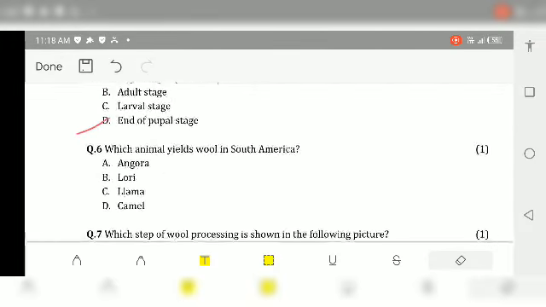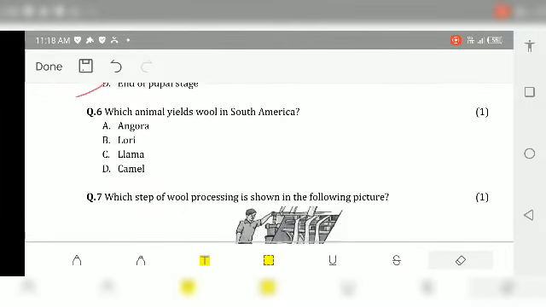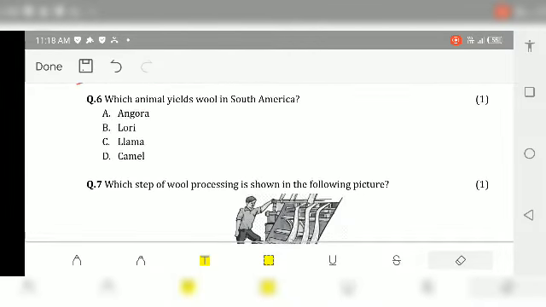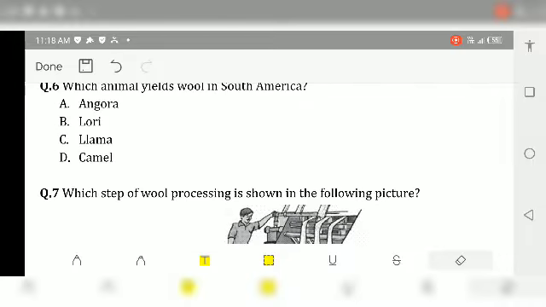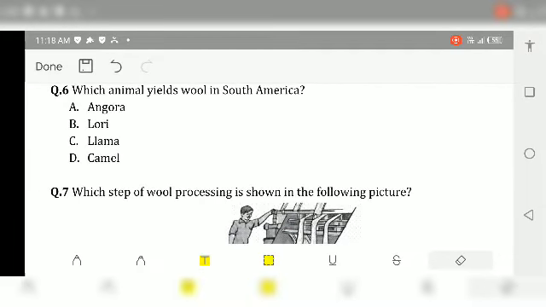Next question is: which animal yields wool in South America? Correct answer is option C, llama. Llama and alpaca yield wool in South America. Correct answer is llama.